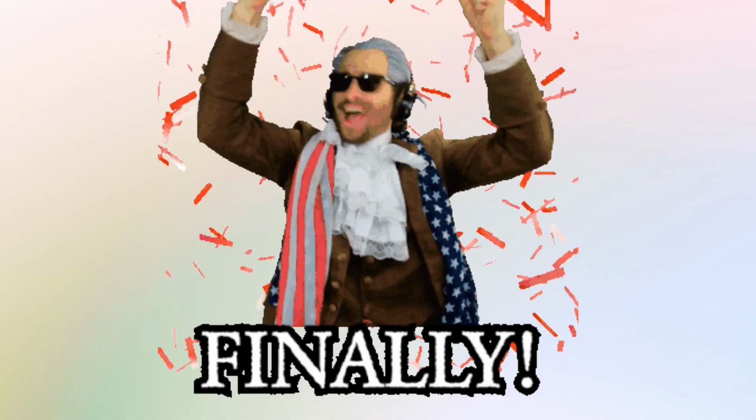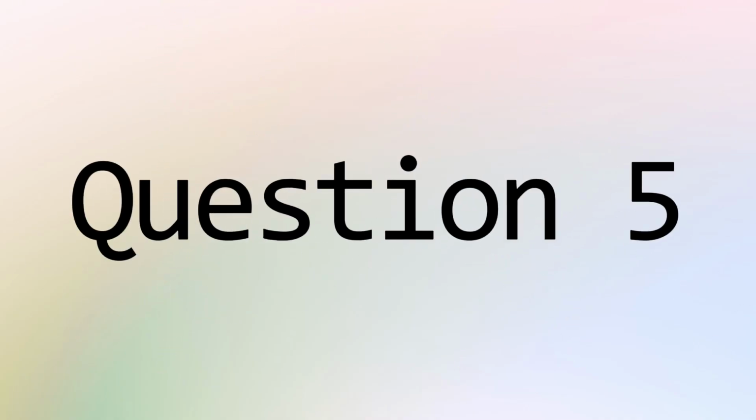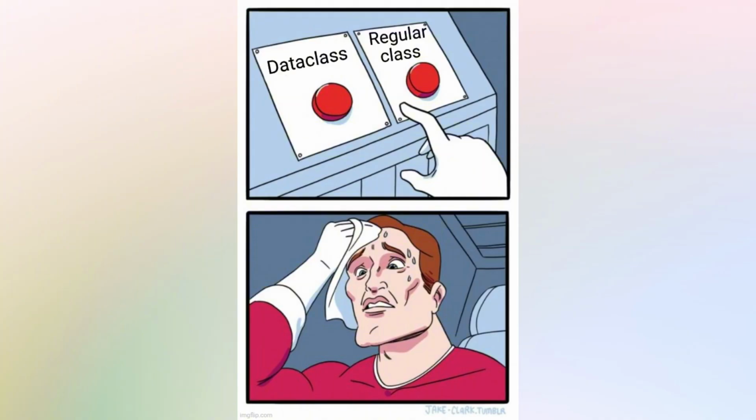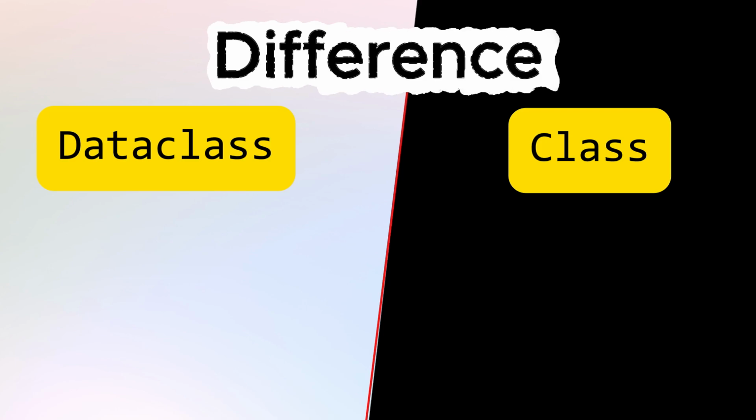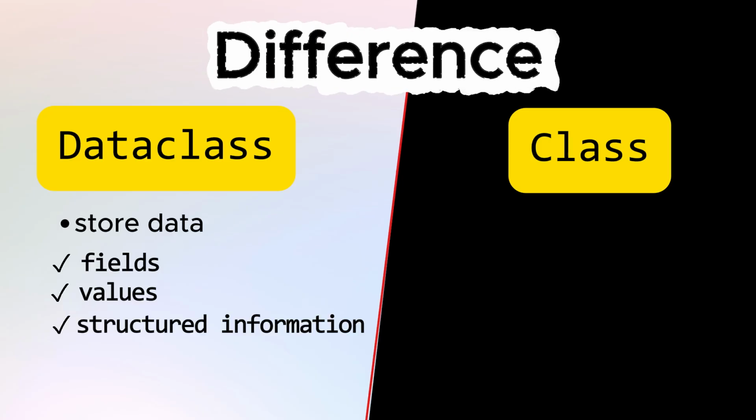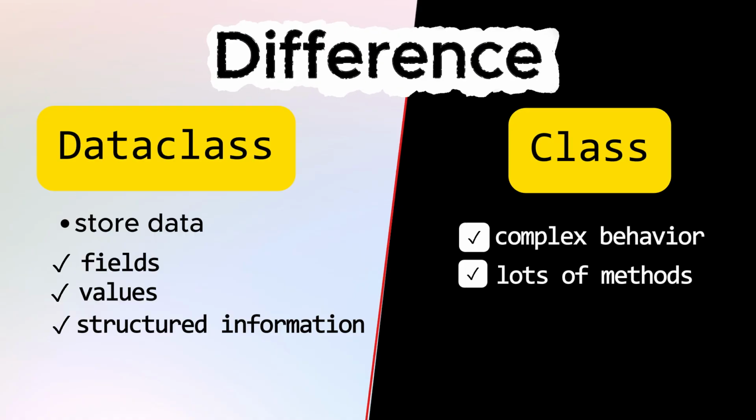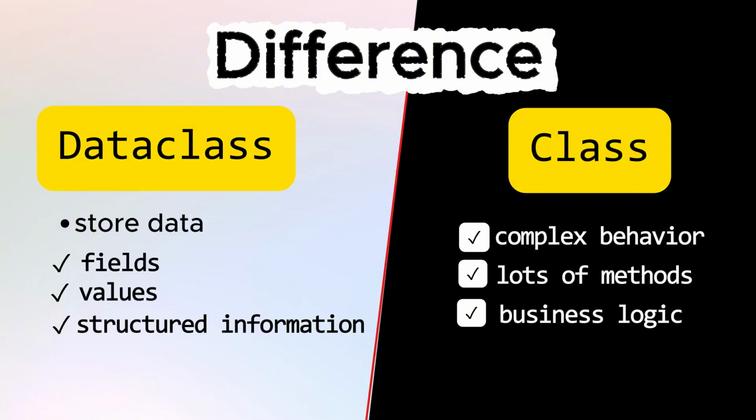And finally, the last and the most important question. When should you use a data class versus when should you use a regular class? So here's the easy distinction. Use a data class when a class is mostly about storing data like fields, values, structured information. Use a regular class when your class is going to have more complex behavior, lots of methods, business logic, and you want more control. And that's it.